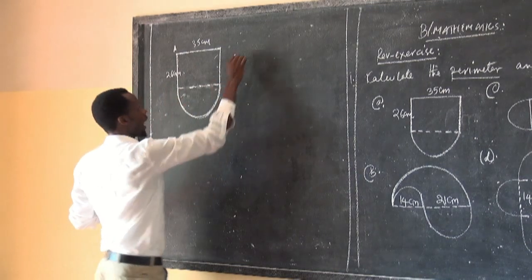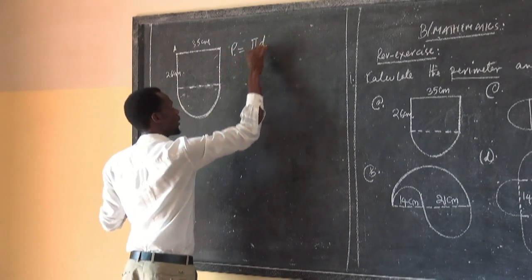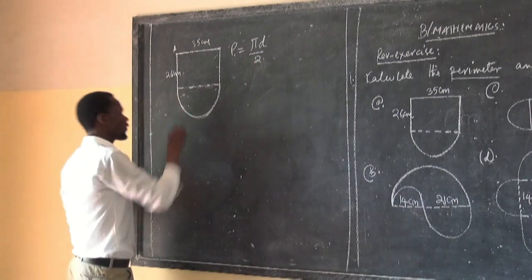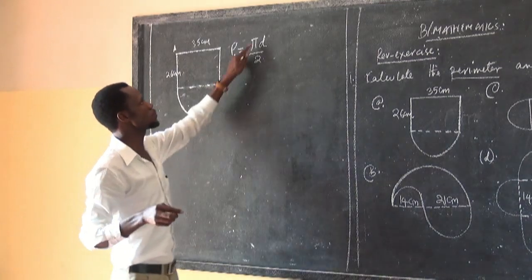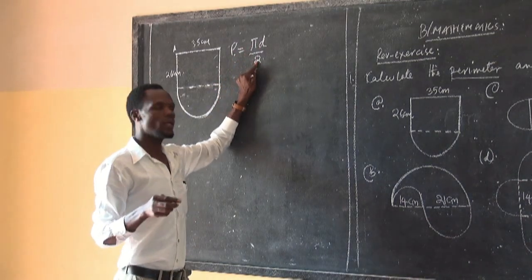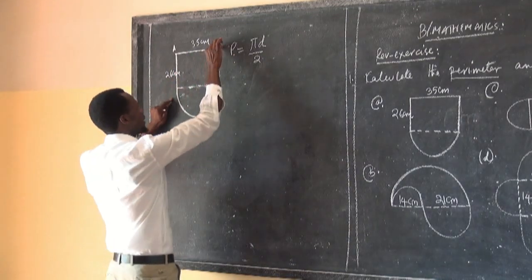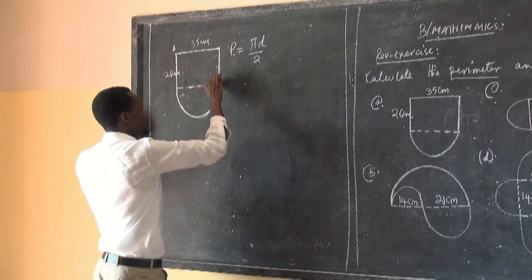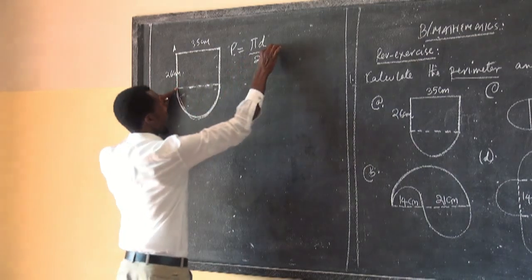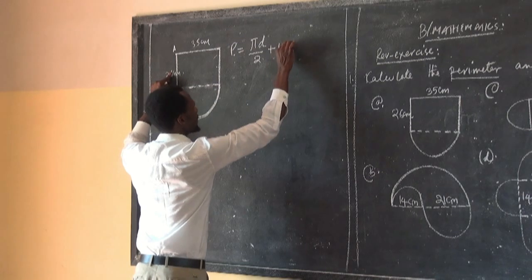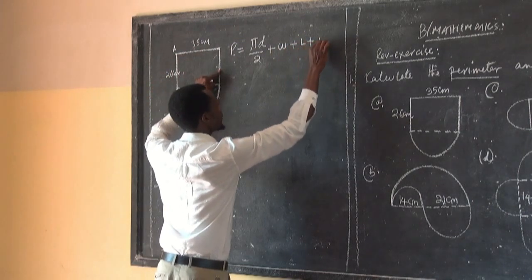Now, this is the perimeter for the semicircle. The perimeter now is equal to pi d over 2, because this is the perimeter of the semicircle. Then plus, this is the width and this is the width. If you start with this one, this is pi d over 2. Then plus this is width. Then plus this is length. Then plus this is width.